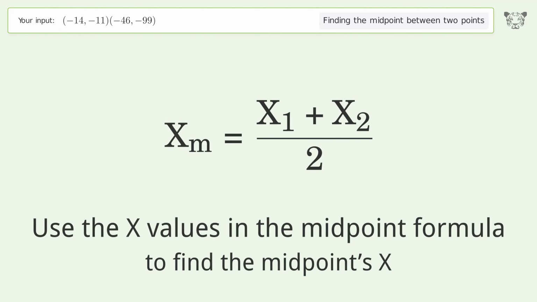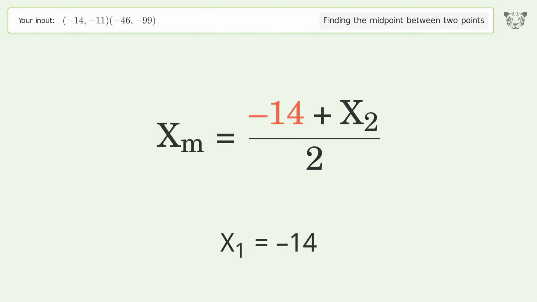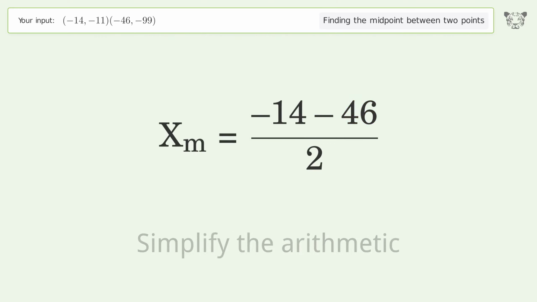Use the x values in the midpoint formula to find the midpoint's x. x1 equals -14. x2 equals -46. Simplify the arithmetic.